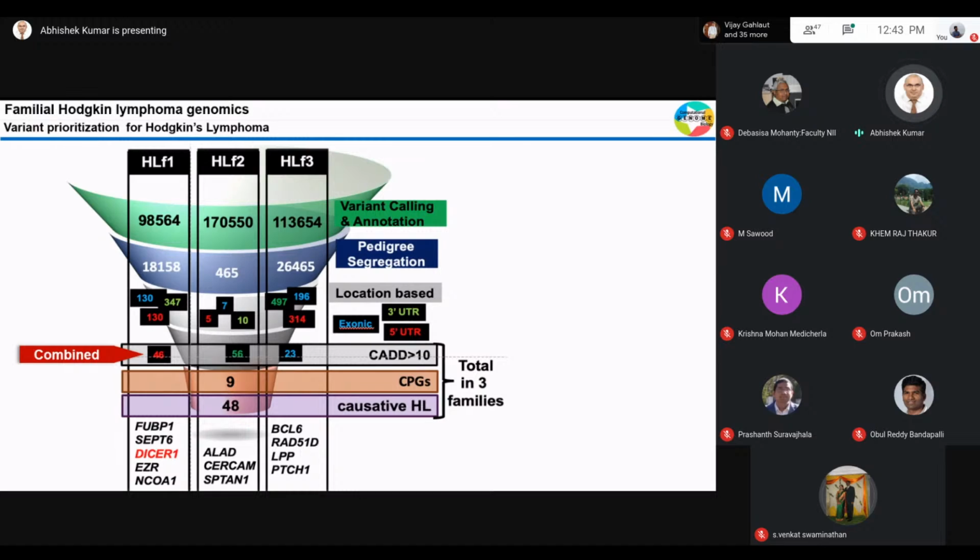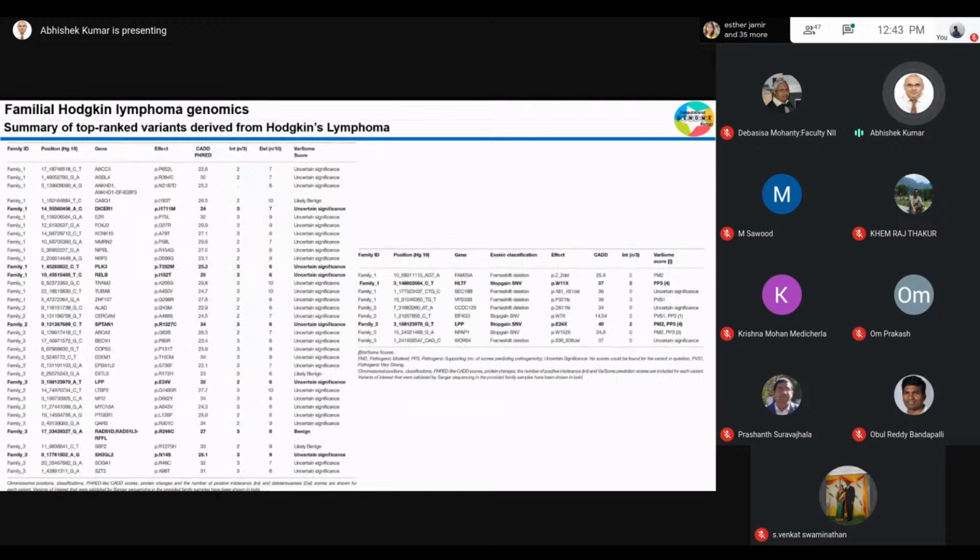We identify some genes which are predominant or prioritized by our pipeline. So these are genes listed here, and DICER1 we have carried forward. And so these are the mutations. If you look carefully, there are more mutations. There are 10 to 15 mutations in family 1, and then family 2 has few mutations, and family 3 has more mutations. And then some of them are frame shift and stop gain mutations.